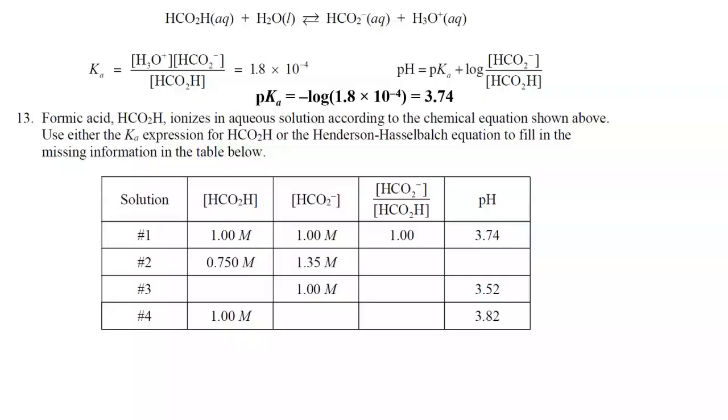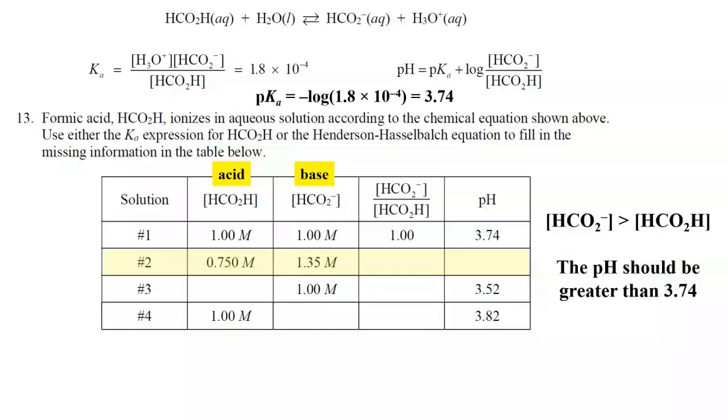You can see in solution 1 that the concentration of formic acid, HCO2H, is equal to the concentration of the formate ion, which is the conjugate base, HCO2-. So when we have the pH equal to the pKa of 3.74, the concentration of the acid is equal to the concentration of the base. Now for solutions 2, 3, and 4, those concentrations are not going to be equal to each other. So I'll start with solution 2, and I'm going to use the Ka expression. I will also use the Henderson-Hasselbalch equation.